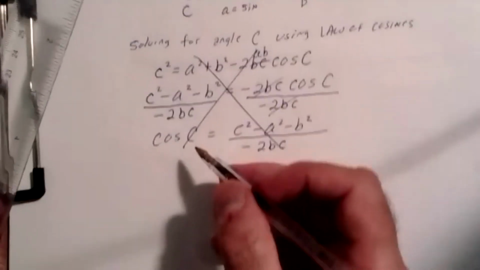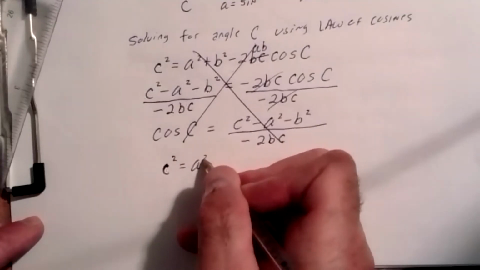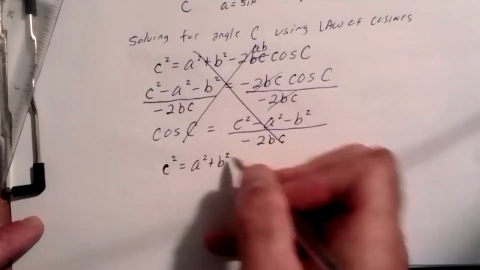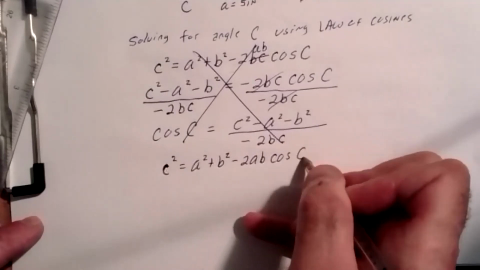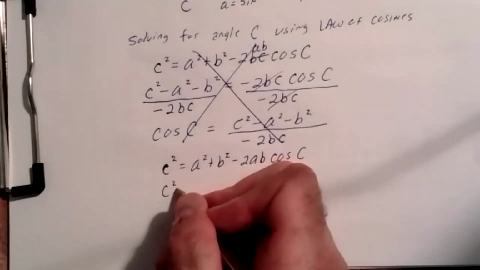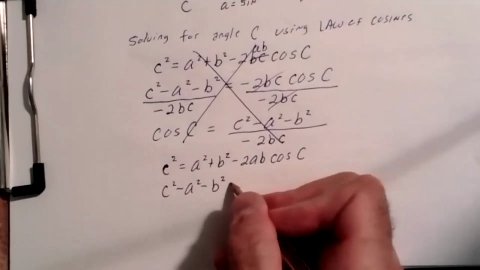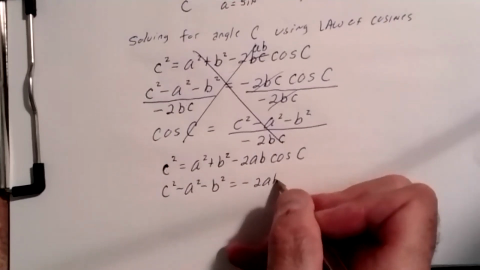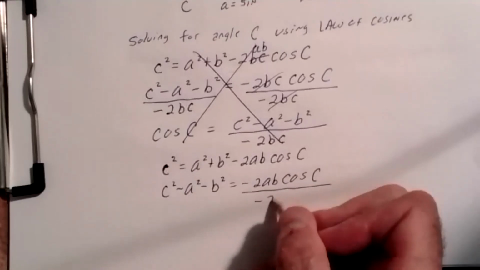So ladies and gentlemen, we're not using the correct formula. C squared is equal to, here we go, A squared plus B squared minus 2AB, there we go, times the cosine of angle C. Make sure you get these formulas down correctly. Therefore, we have C squared minus A squared minus B squared is equal to negative 2AB times the cosine of angle C. Now we divide both sides by negative 2AB.